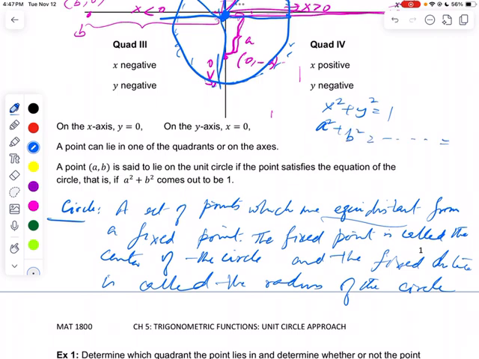If it is equal to 1, then yes, the point is on the circle. If it is not 1, then the point is not on the circle. I am not saying less than 1 or greater than 1. Of course, not equal to 1 means it might be greater than or it might be less than. So then we say the point is not on the circle.